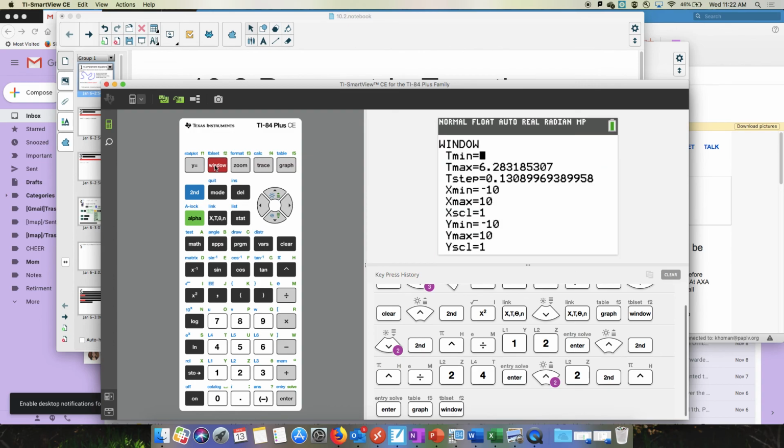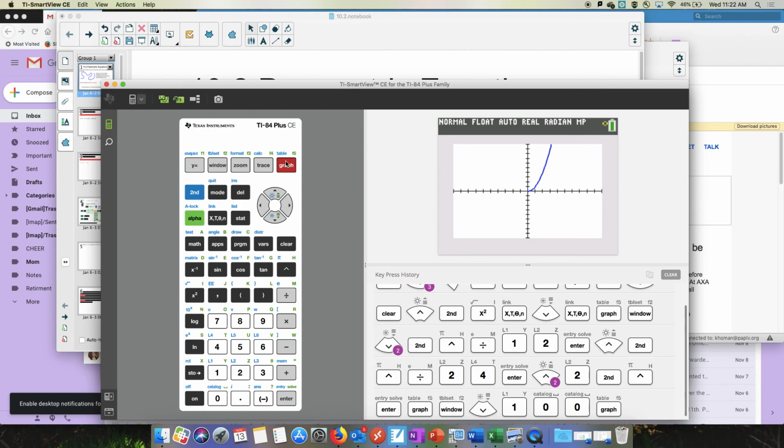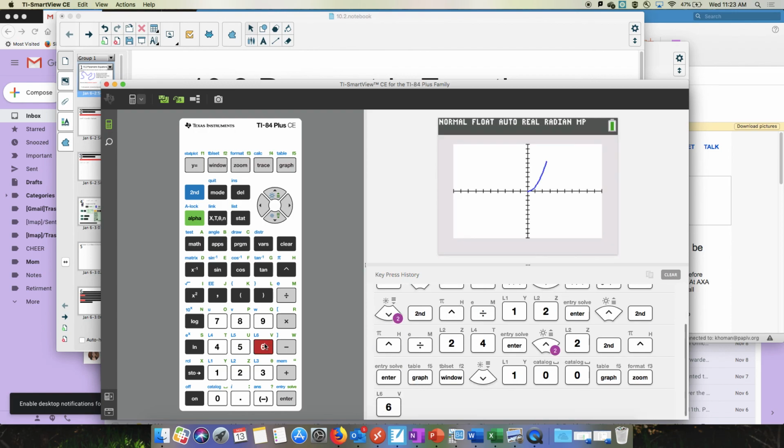If I change this from 0 to 100, it'll graph and graph and graph. Mine's a blank screen of death. Either zoomed out or zoomed in or something. If I hit zoom 6, I'll go back to my little chunk. Zoom 6 just sets you back to normal. I want you to be aware of how to change the window.